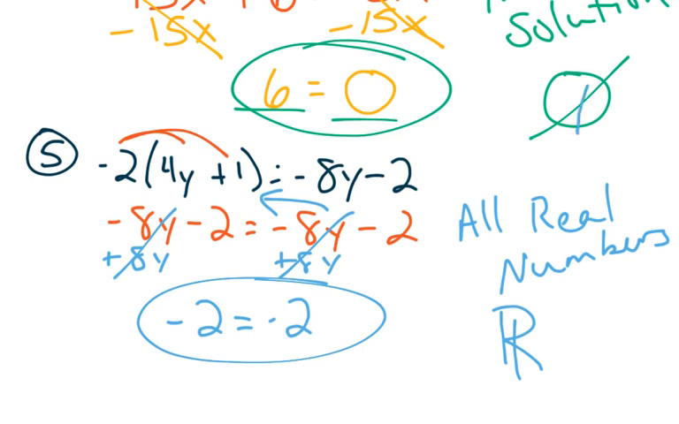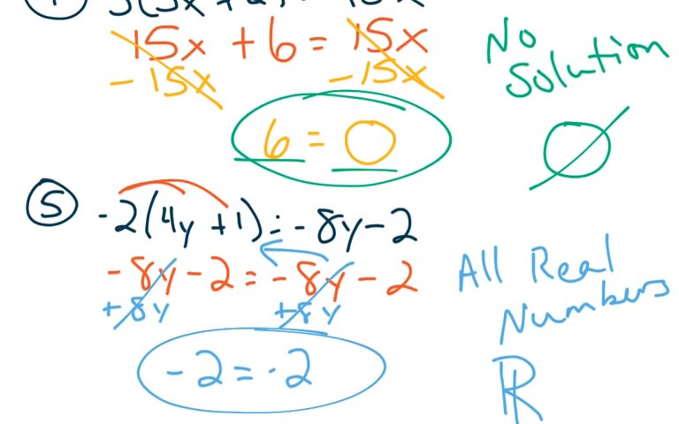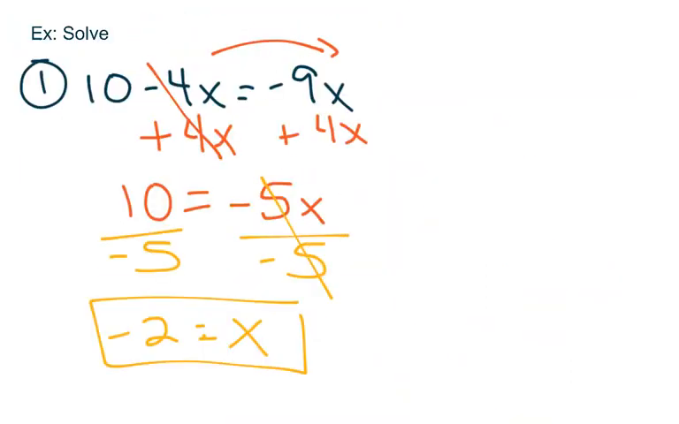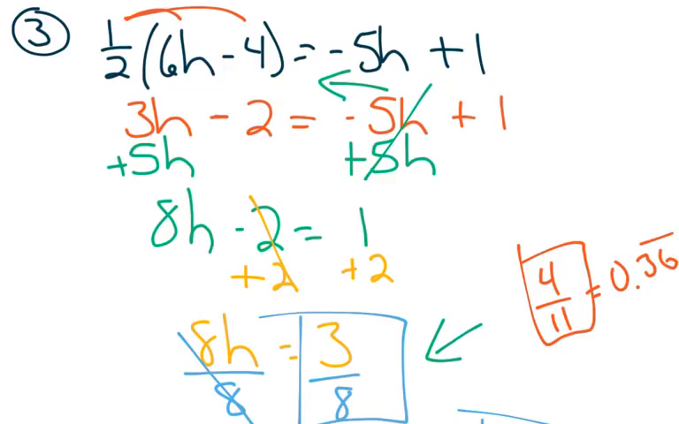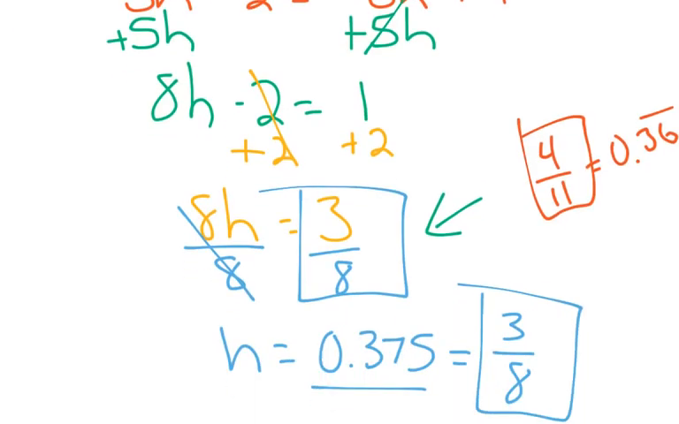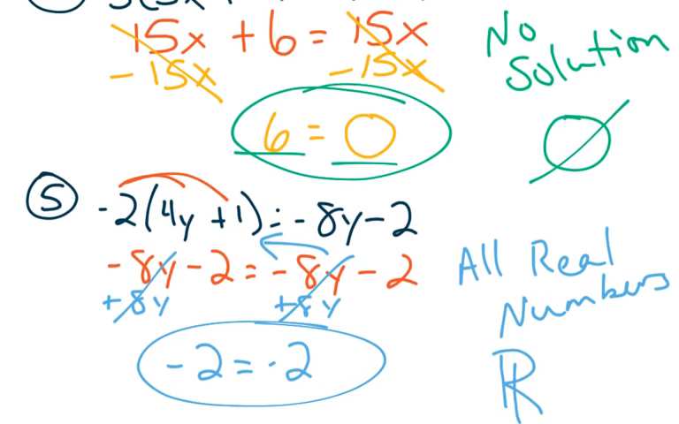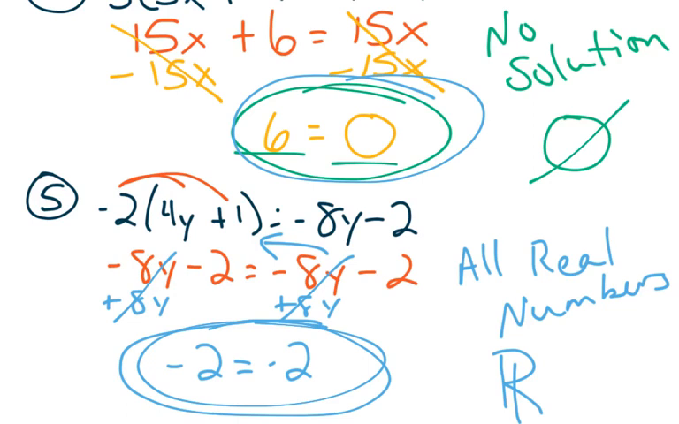Okay? The difference between these two equations and the first three that we did, if you notice, in the first three, I never ran out of variables. In these two, I did. I didn't have any variables when I got to this step or when I got here. Okay, the key in order to have no solution or all real numbers is you have to run out of variables. If you don't run out of variables, then you still have an answer.